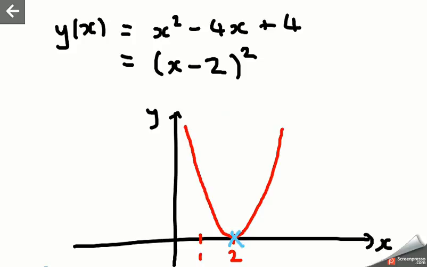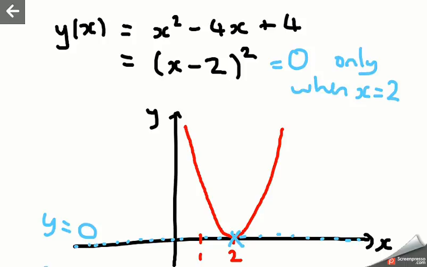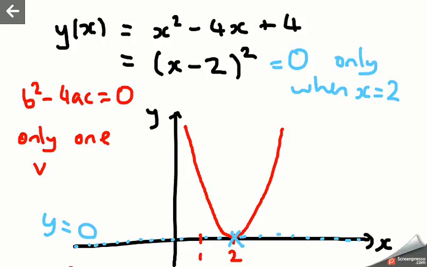Remember, wherever the parabola touches the x-axis, that's the value of x to make it equal to 0, because this x-axis is, of course, the line y equals 0. So this thing is equal to 0 only when x equals 2. And hence, let me say it one more time just for fun, b squared minus 4ac equals 0 means only one value of x.